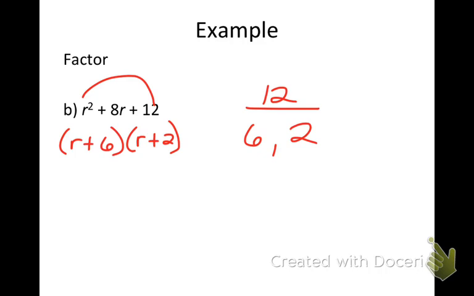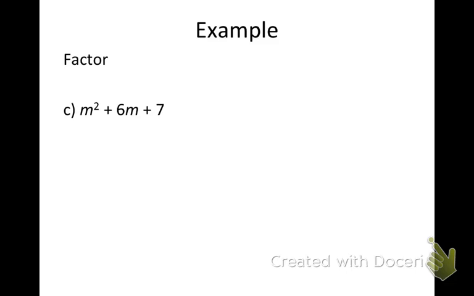You can check your work by multiplying everything through. R times r is r squared. 6r and 2r makes 8r. 6 times 2 is 12. So there's our answer. Okay, all right. Next one: m squared plus 6m plus 7.